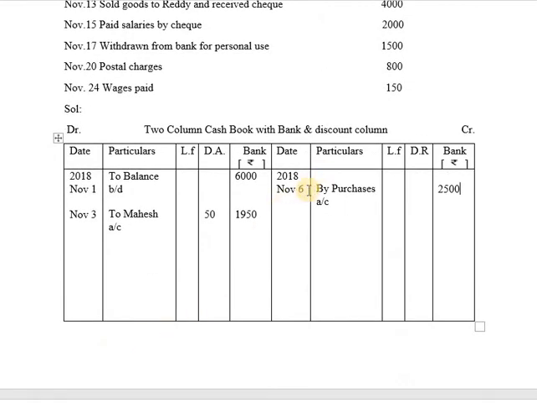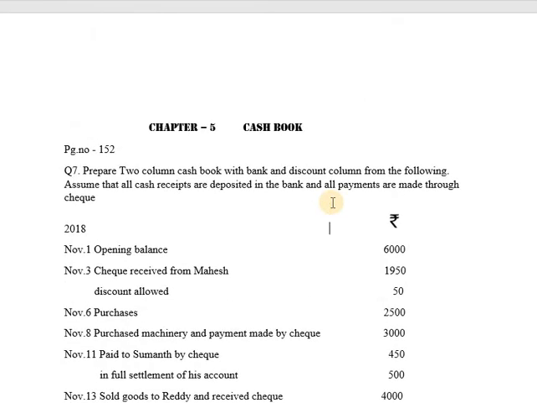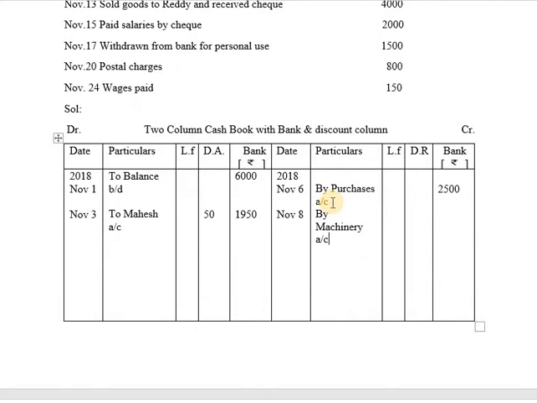So here the date will be taken as November 8, by machinery account, and you have purchased for rupees 3,000. So amount will be recorded as 3,000 rupees.